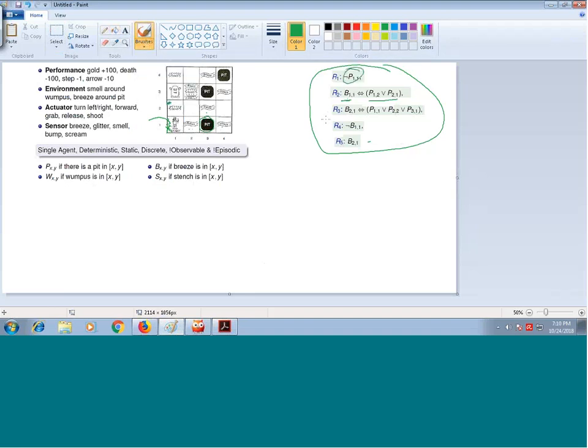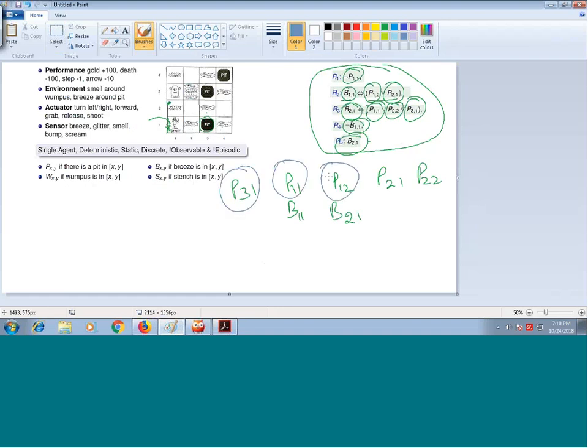So we have some symbols: P11 is a symbol, B11 is a symbol, P12 is a symbol, P21 is also there, B21 is also given. P11 already came, P22 has not come, P22 is again a variable, P31 is again one new variable, B11 is already there, B21 is already there. So how many variables do we have? See, 1, 2, 3, 4, 5, 6, 7.